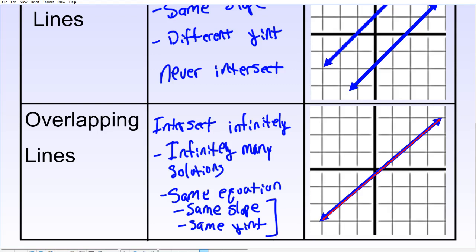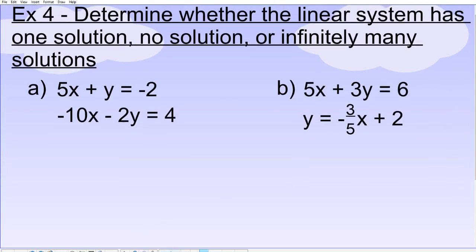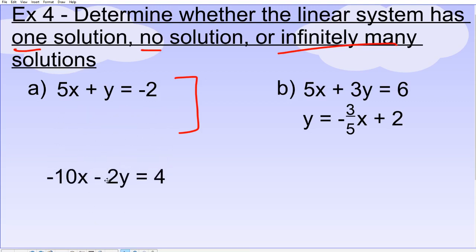And I think we got 3 small problems left, and then we are done. Example 4 wants us to determine whether this linear system here has one solution, no solution, or infinitely many solutions. Now, the way we're going to do that is not by graphing. That would take too long, to solve for y and graph it and look at the graph. We can actually do it just by the equations.